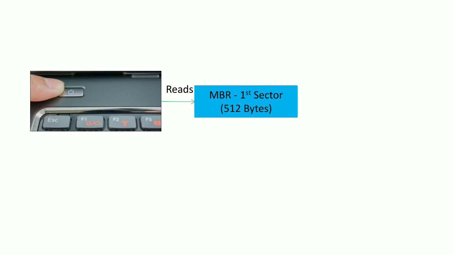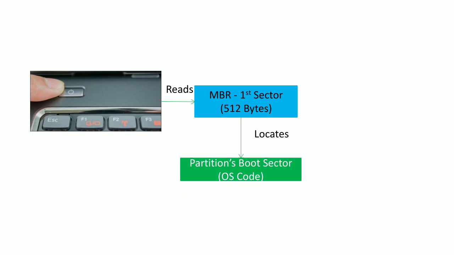Therefore, the master boot record locates the partition which contains the operating system, and then it loads or redirects the system to the boot sector of that partition. And then this boot sector contains the rest of the operating system code, and therefore the operating system is loaded. So this is the normal working of the master boot record and the boot sector.